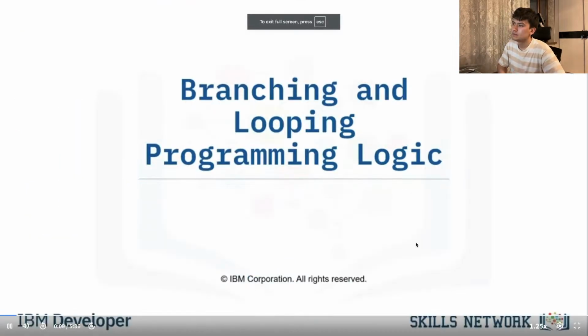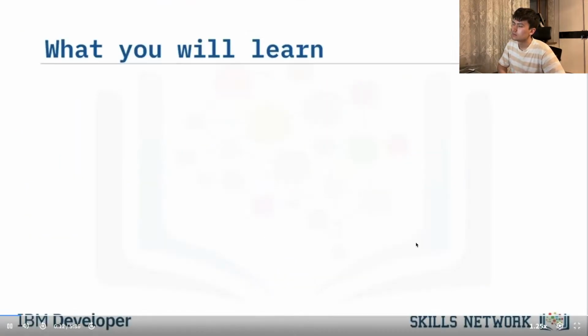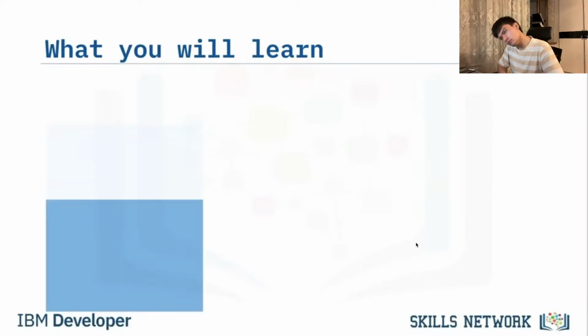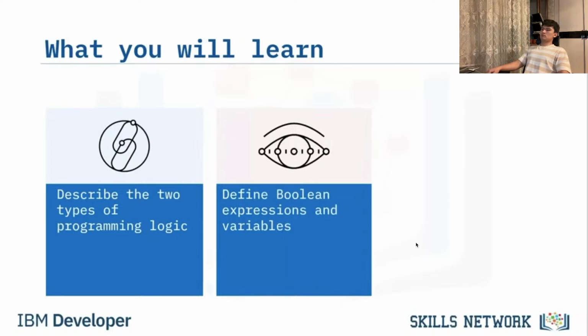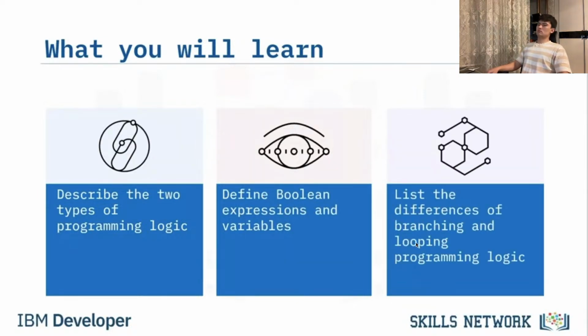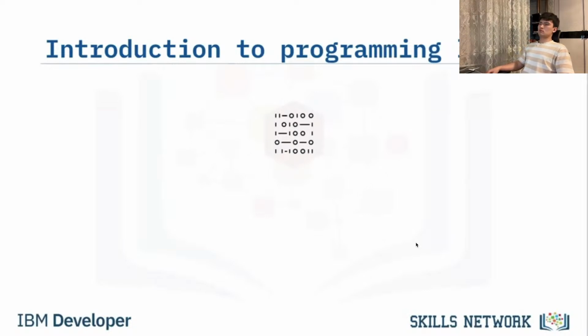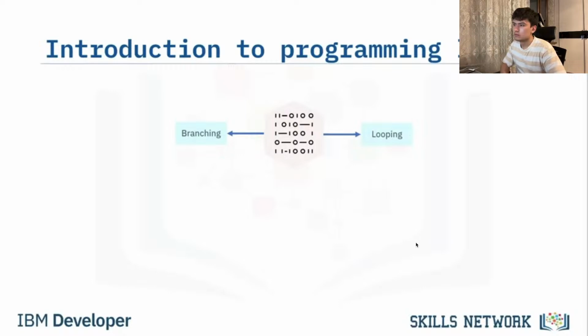Welcome to Branching and Looping Programming Logic. After watching this video, you will be able to describe the two types of programming logic, define Boolean expressions and variables, and list the differences between branching and looping. There are two major types of programming logic, branching and looping. Both types use Boolean expressions and variables. A Boolean expression is a type of programming statement with only two values, either true or false.